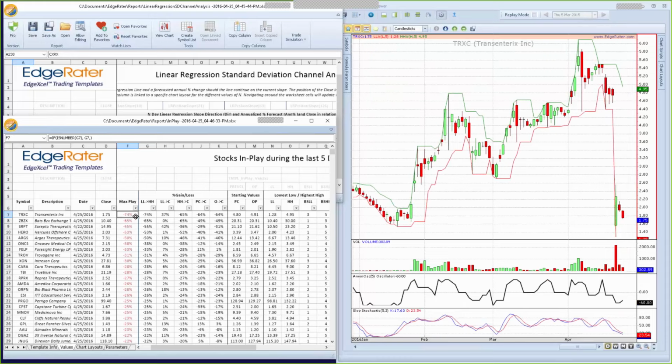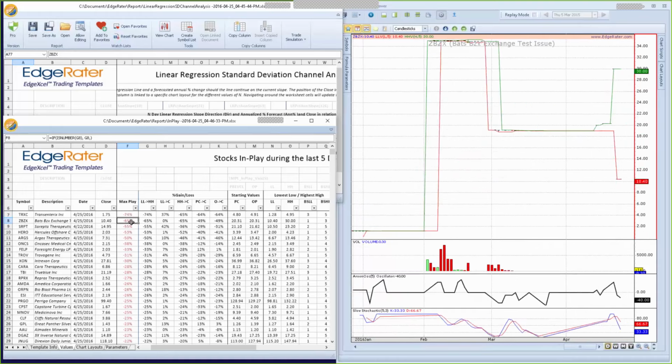TRXC has been dropping the most, so 74% from lowest low to highest high, essentially, or highest high to lowest low, over 5 days. Sometimes you see these things which say test issue. I think that's just my data is coming from somewhere weird.